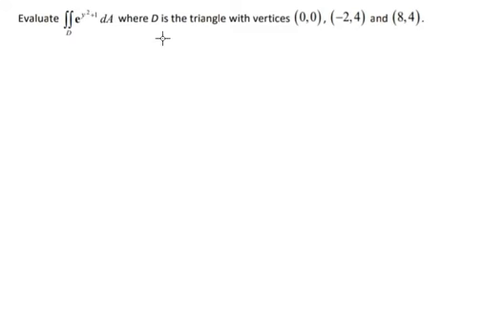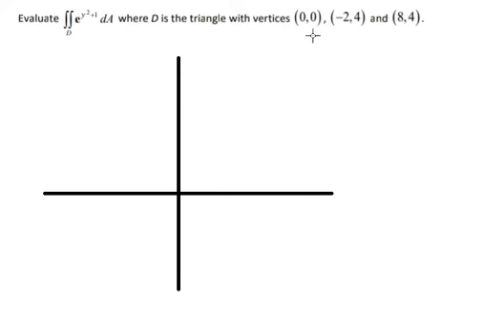First, we need to draw the region in here. So the region should be like this. We have the vertex of the triangle at the location 0, 0. So location number 1, that's in here. The location number 2, negative 2, positive 4, that should be in here.